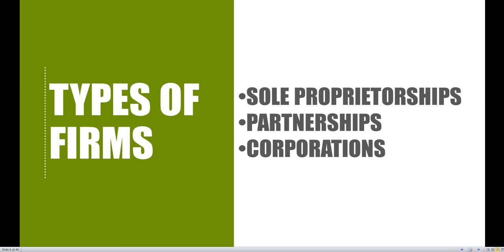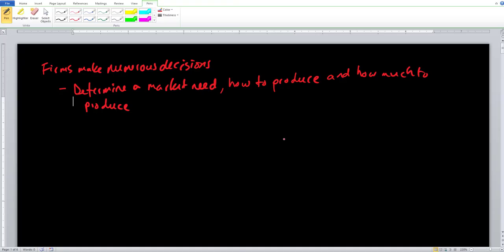And the way a firm is going to designate itself is a very, very important decision it has to make, because there are pros and cons, advantages and disadvantages to each of these types of firms. So let's go ahead and delve a little bit deeper into each one of these and see what those are going to be. First, we focus in on the sole proprietorship.